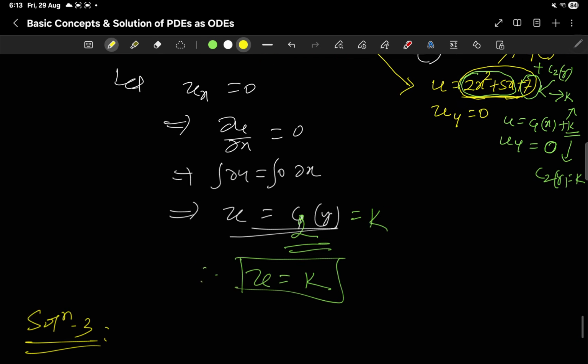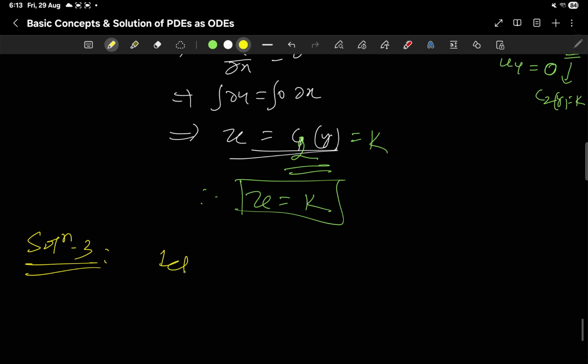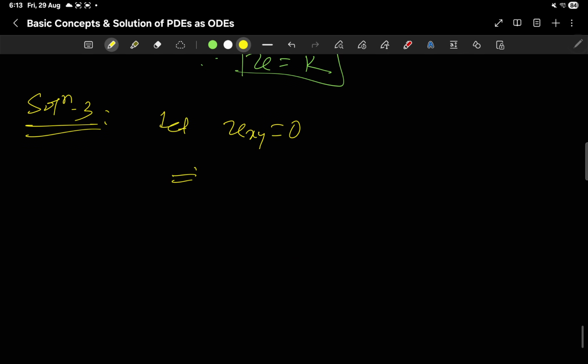So let uxy is equal to 0. What does it mean? Here del by del x of uy is equal to 0. So del uy is 0 del x.